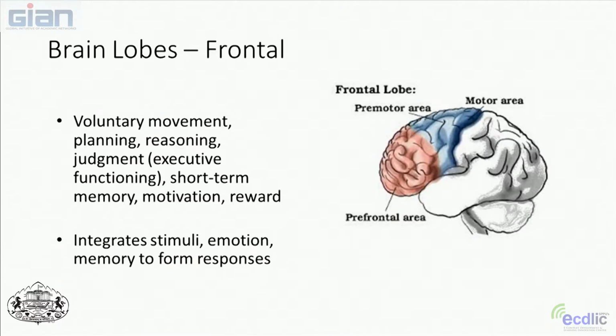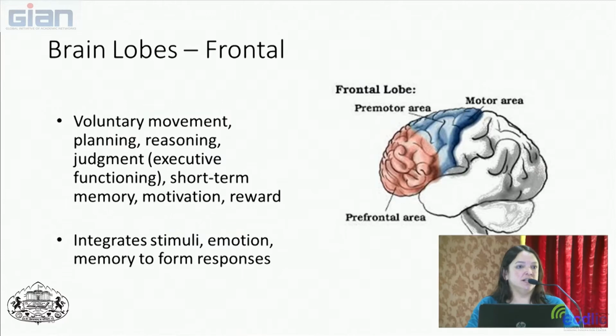So we're going to start with the frontal lobe. The frontal lobe is involved with voluntary movement, planning, reasoning, judgment, and what we call executive functioning. So we're going to talk a little bit more about executive functioning. But this is sort of the part of the brain that does short-term memory, motivation, reward, social functioning, inhibits crude behavior, or helps us in reasoning out ways to act and ways not to act. It also integrates a lot of the stimuli and helps in emotional regulation and helps us to form memories.